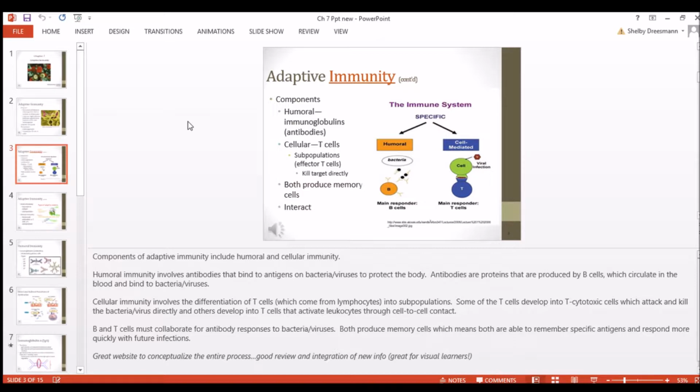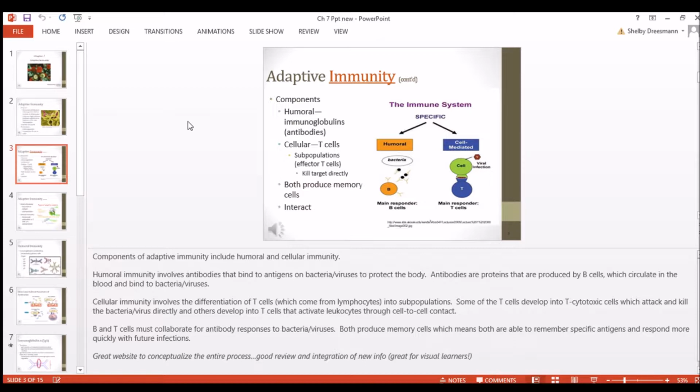Now, B lymphocytes, remember, B antibody has a B in it, and it's for bacteria. T cells are for viruses, or, why did I write that? Scratch that.